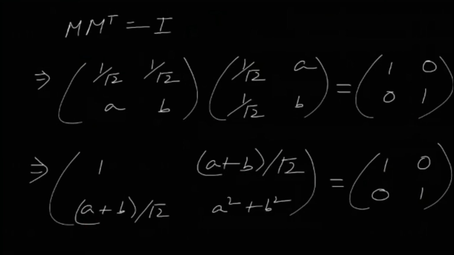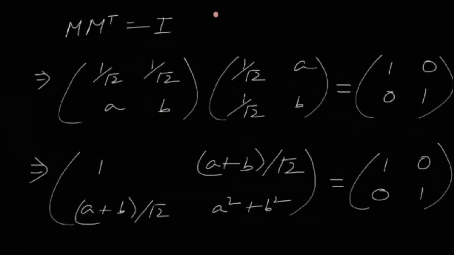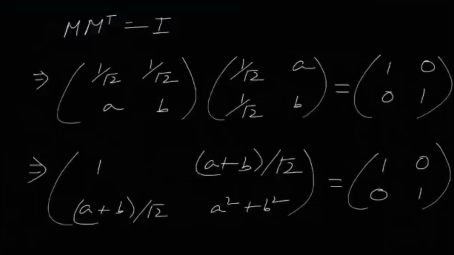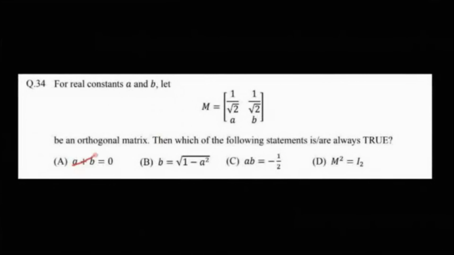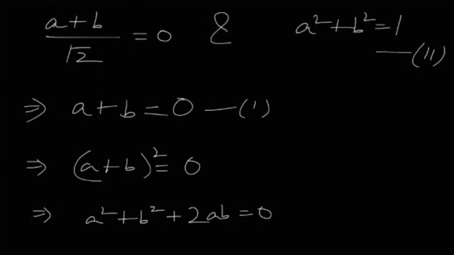Comparing the corresponding terms, we get that (a + b) by root 2 is 0 and a square plus b square is equal to 1. So from here we get easily that a plus b is 0. Obviously we can see that option A is correct: a plus b is 0. Let this be equation 1 and this be equation 2.